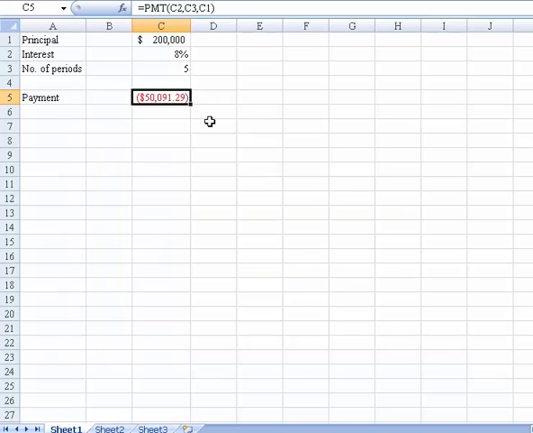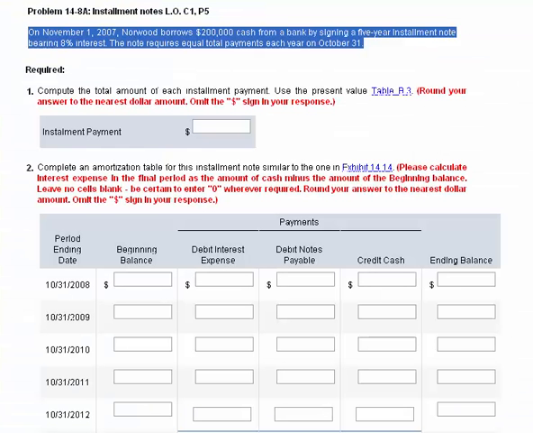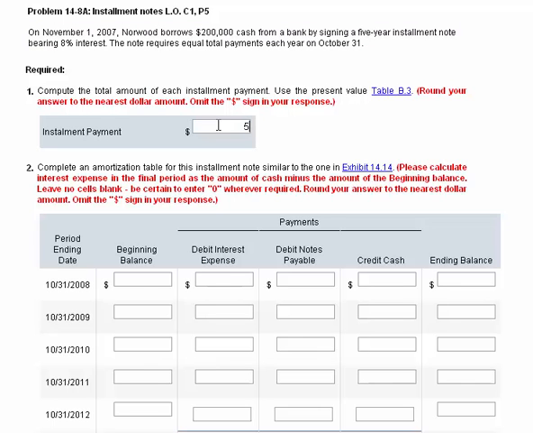Now, the reason it's negative is because the way Excel works is it assumes money you get now is a positive, and money you give up later is a negative. So I'm perfectly fine with showing that as a $50,091 payment as a negative, because that's the payments we're going to have to give up in exchange for the $200,000 we're getting now. So we would drop in whole dollars, 50,091, and that would be the answer to part 1.